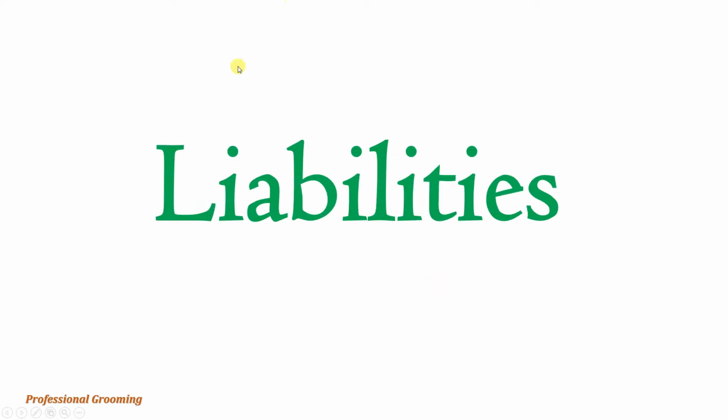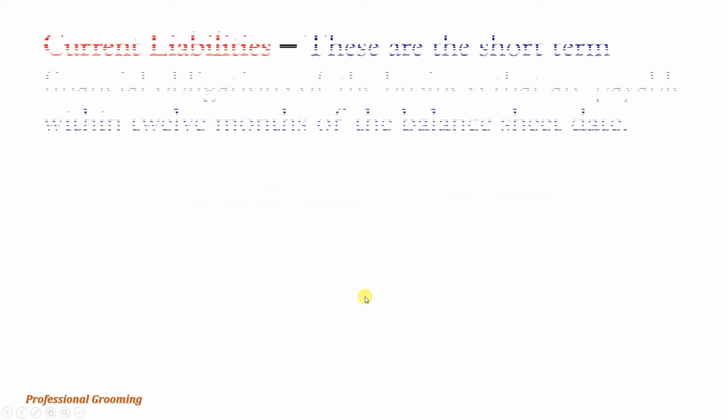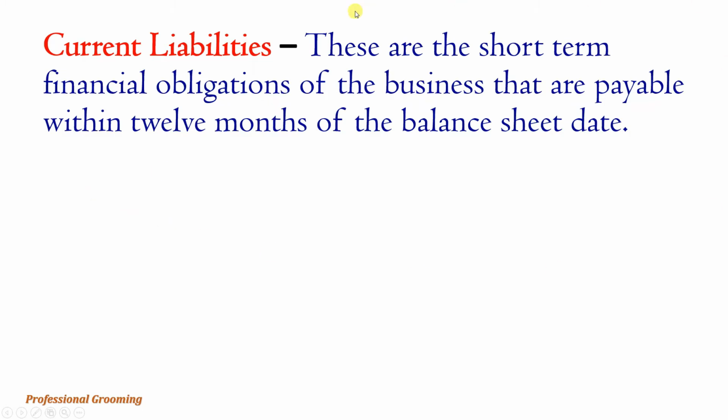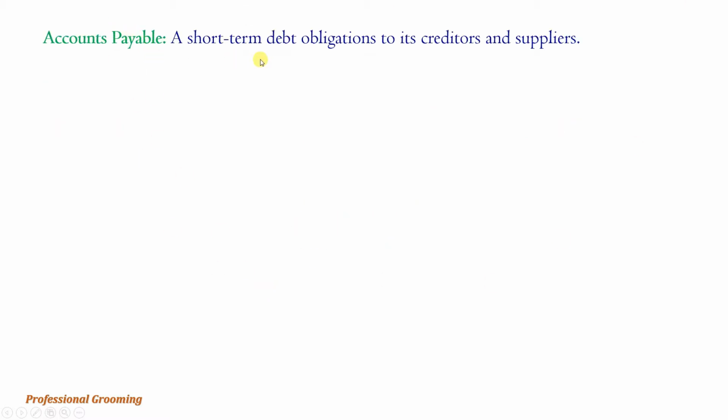Next, we will discuss the liabilities now. Current liabilities. These are the short-term financial obligations of the business that are payable within 12 months of the balance sheet date. Examples include accounts payable, short-term debt obligations to creditors and suppliers, where we receive some goods on credit and have payment terms with them like 30 days, so we will pay them after 30 days. These short-term debt obligations are called accounts payable and will be recorded under current liabilities.